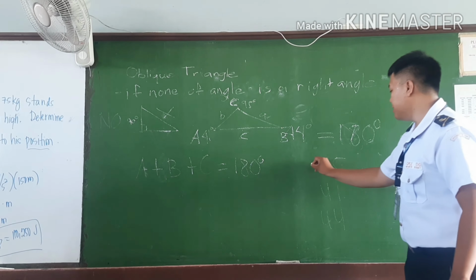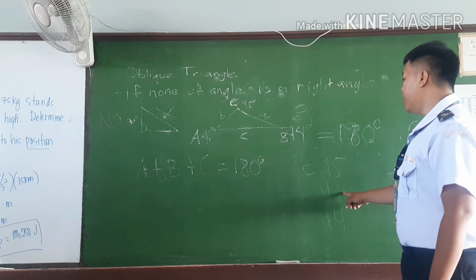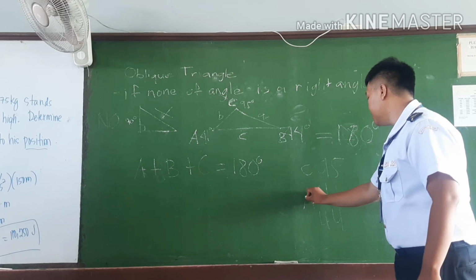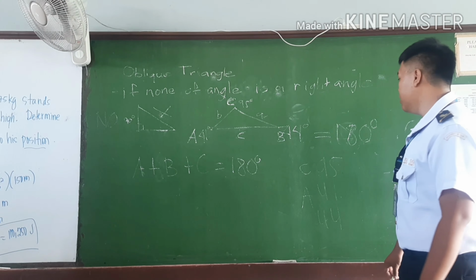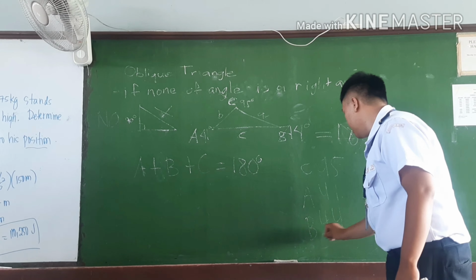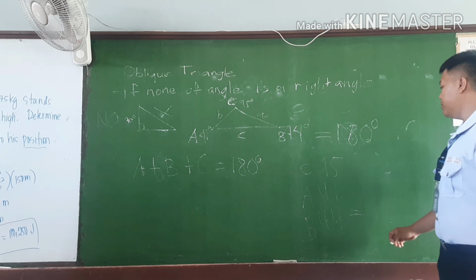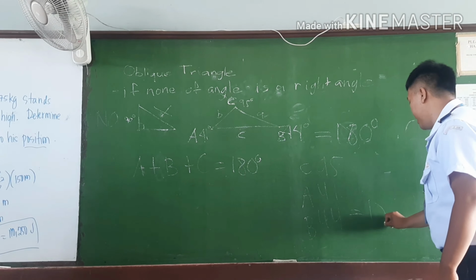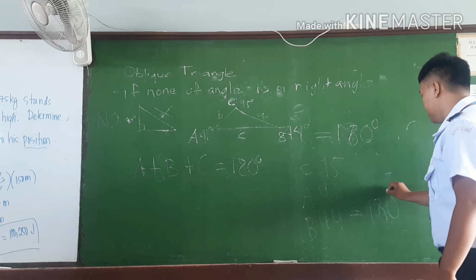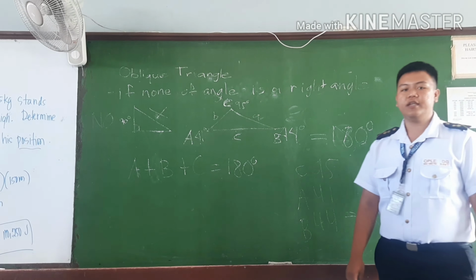95 is angle C. 41 is angle A. 44 is angle B. When we sum up these three angles, we get an answer of 180 degrees. That makes it an oblique triangle.